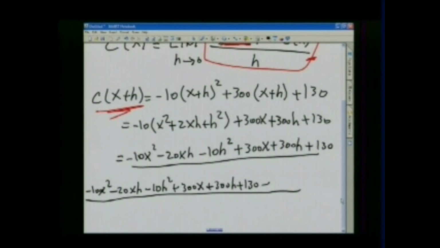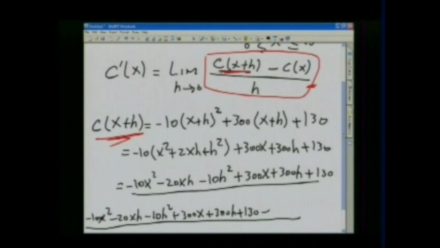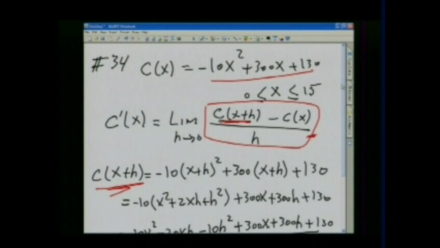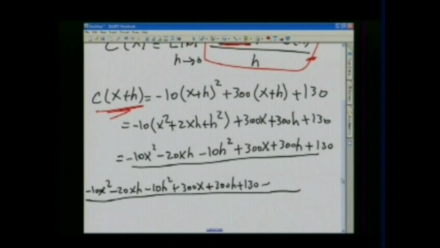Then minus C of x. Minus C of x is minus the function itself. So since we are saying minus C of x, everything here would change the sign. So this would basically be plus 10x squared, minus 300x and minus 130, divided by h.